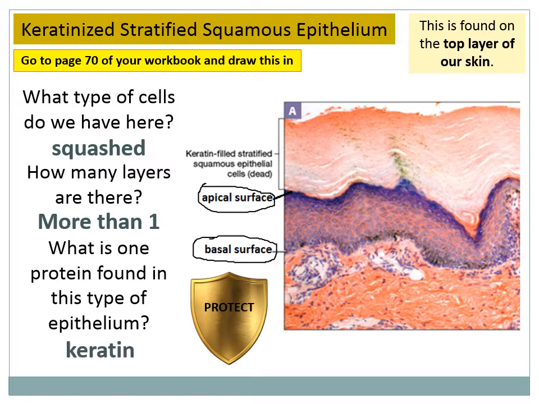Yeah, we find keratin. Okay, so we find keratin in this kind of epithelium. That's why we call it keratinized stratified squamous epithelium. Keratin is a very strong protein. It's going to help protect, which is really important because we find this type of epithelium in the top layer of our skin. So you're going to see that in our next lecture. We're going to talk about the integuments. We're going to see this type of epithelium again.